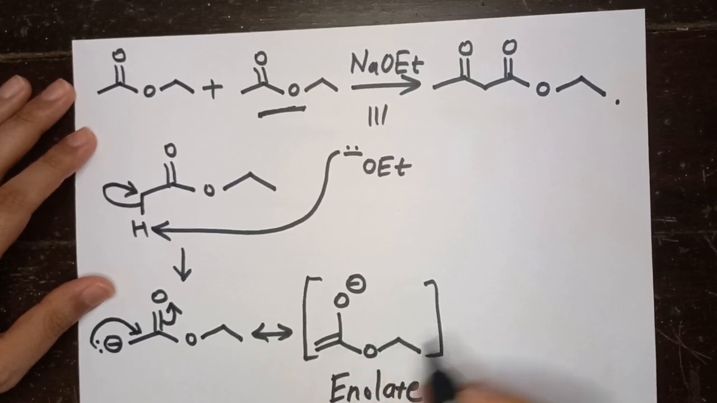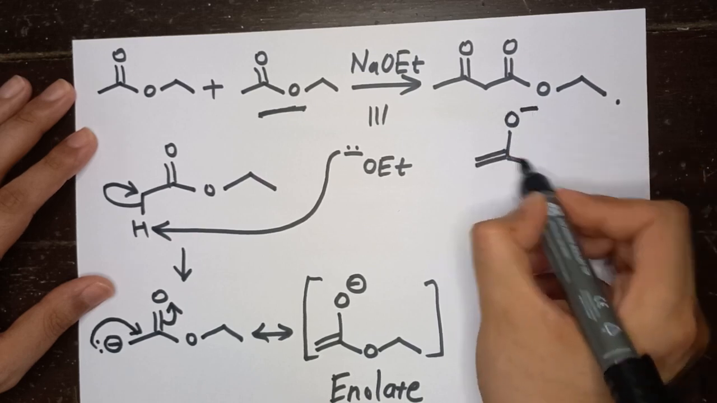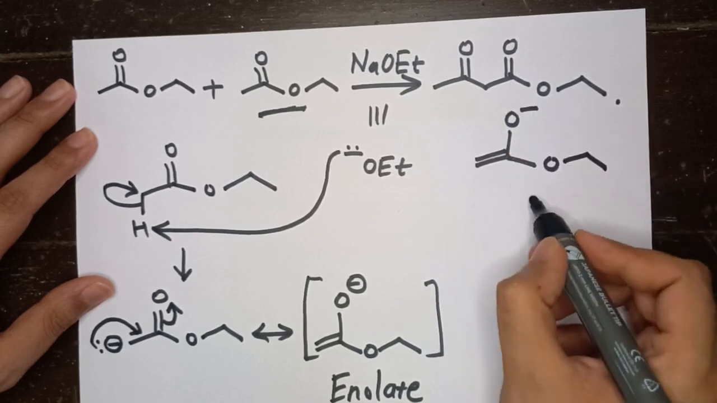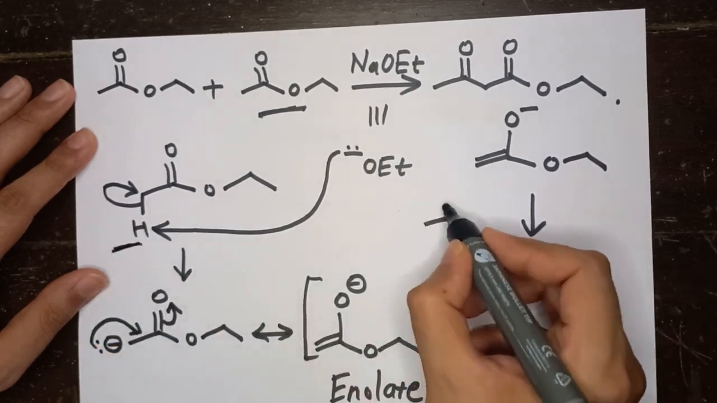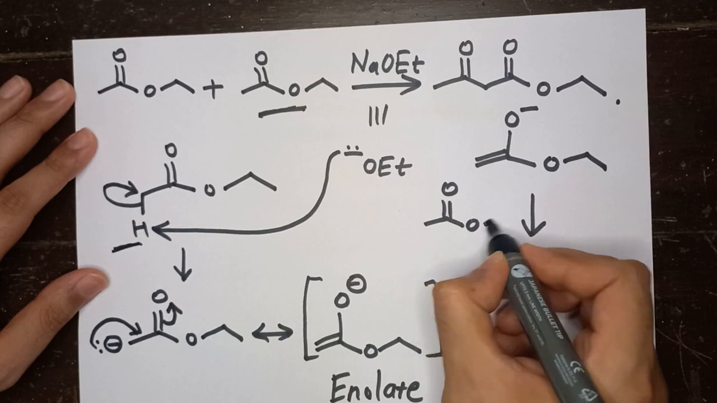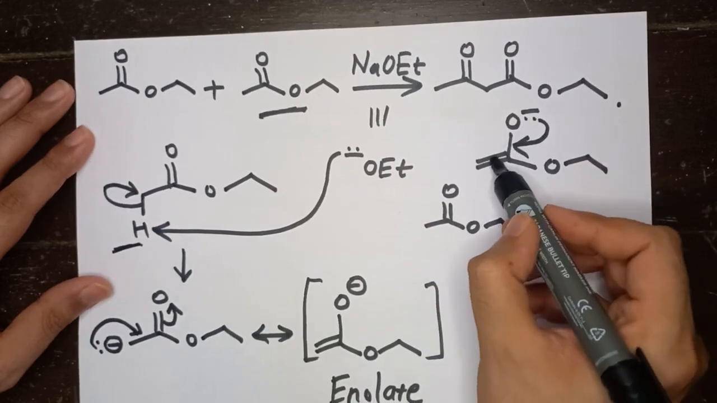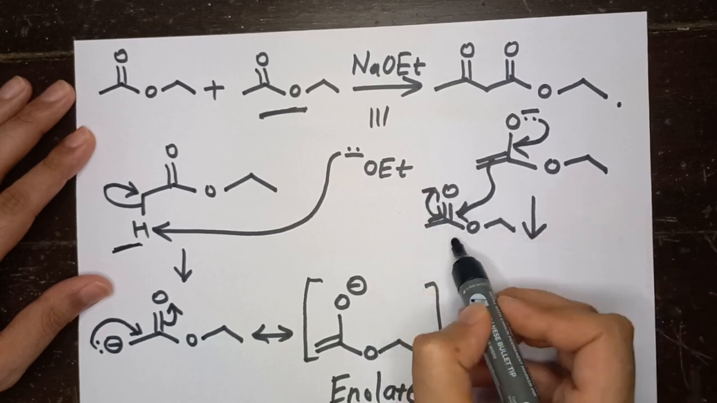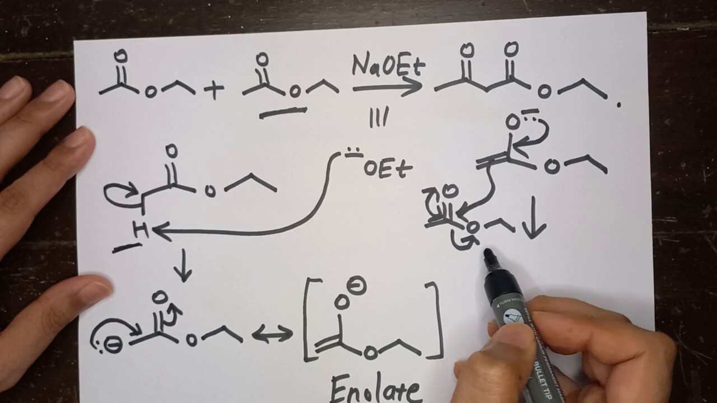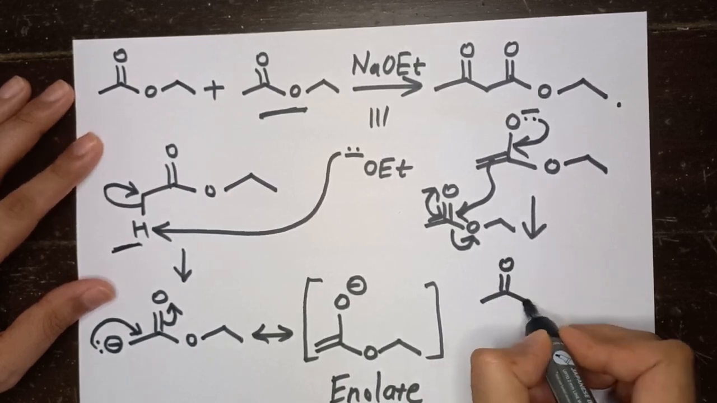So now we have this enolate. Let me redraw. We have used one of the ester molecules. Now the second ester molecule will come. So this oxygen lone pair will form a double bond. This double bond will attack at this carbonyl, and through conjugation, this ethoxy group is going to leave. And this is how you can generate the final product.